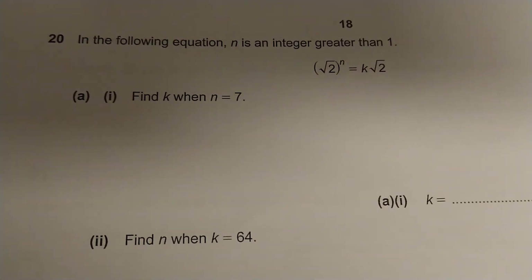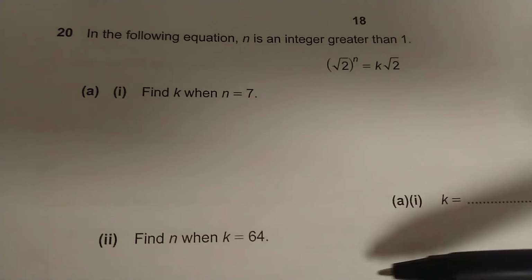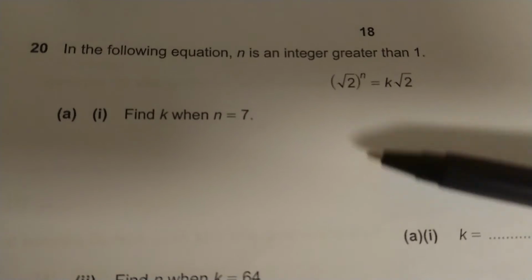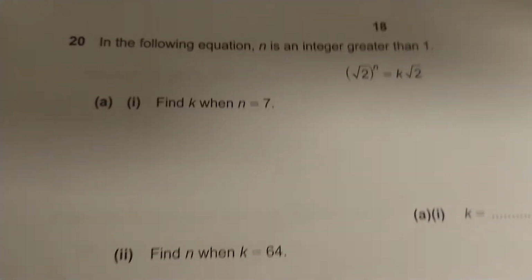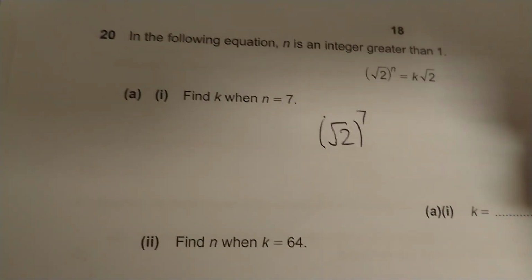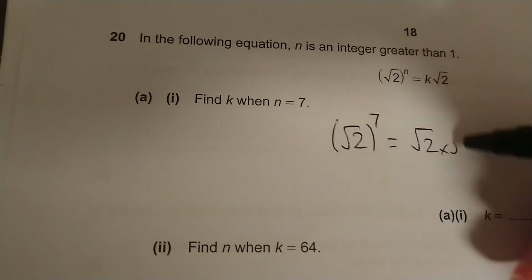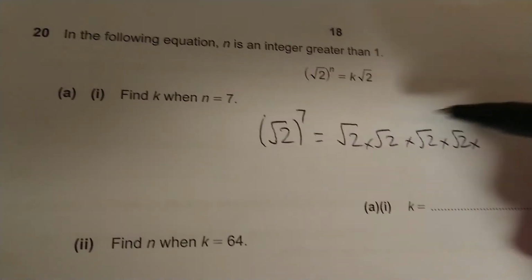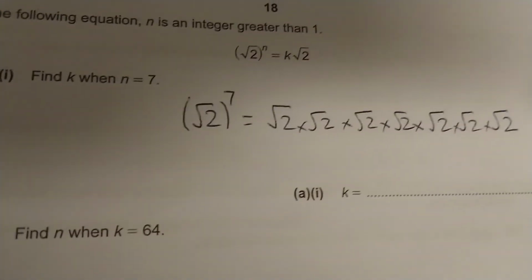And the final question, question 20, is quite a tricky question, especially part 2, but part 1 and part (a) should be okay. So we need to find the value of k when n equals 7. So if n is 7, that means we're trying to work out root 2 to the power of 7. Because the power is fairly small, I would probably just write this out as root 2 times by itself 7 times. So 1, 2, 3, 4, 5, 6, 7.